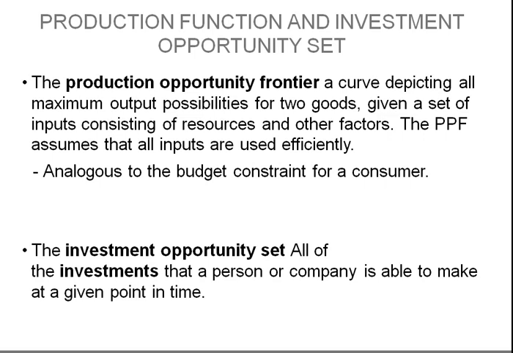Production opportunity frontier, a curve depicting all maximum outputs possible for two goods. It means we have a number of possible outcomes from some certain inputs. So what are the maximum combinations of two goods we can achieve with our given resources? Those points all together in graphical form are called the production opportunity frontier.